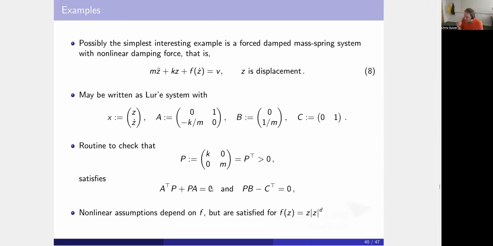Okay, so I speak about a few examples, very simple, but hopefully instructive. Let's think about a damped mass spring system but where I have a non-Hookean spring. So my spring constant is not linear. My spring is not linear, but is non-linear. Okay, and Z is the displacement. So this may be written as just a Lur'e system, and it's routine to check the system's positive real, and this P satisfies the matrix inequality. Of course, the nonlinear assumptions depend on the F that you pick, but I've already highlighted this class of examples which do satisfy them.